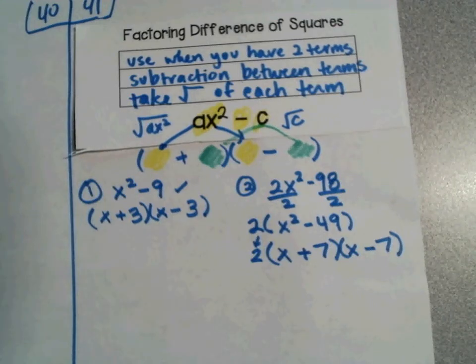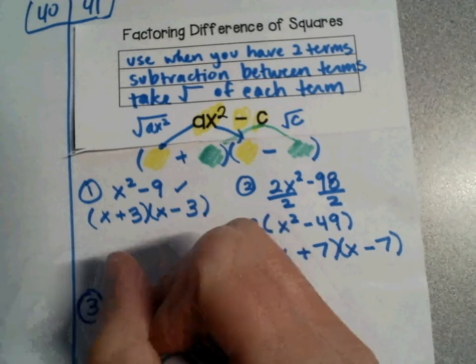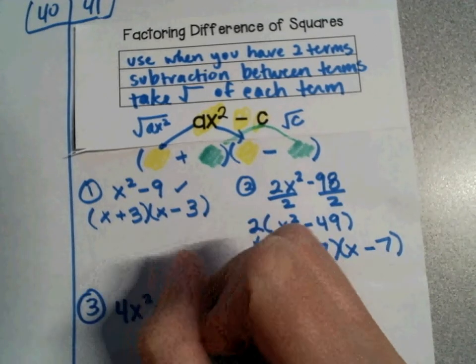All right, so that one would be done. Okay, let's try number 3. How about if I have 4x squared minus 1?